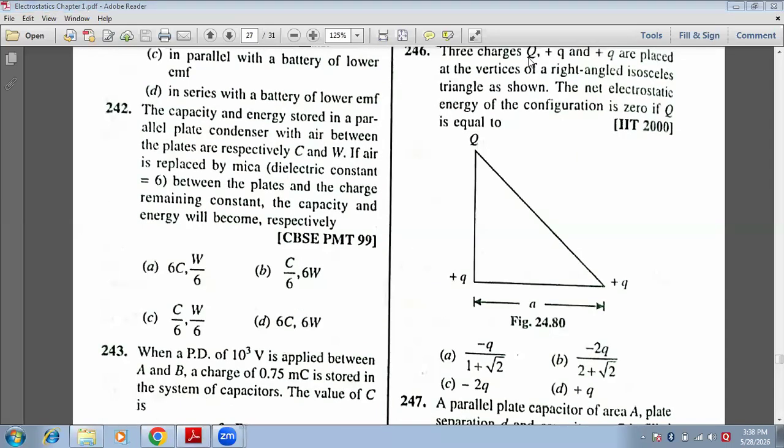Three charges, capital Q, plus small q and plus small q, are placed at the vertices of a right-angled isosceles triangle as shown. The net electrostatic energy of the configuration is 0 if capital Q is equal to: option A, −q/(1 + √2); option B, −2q/(2 + √2); option C, −2q; option D, +q. Correct answer: option B, −2q/(2 + √2).